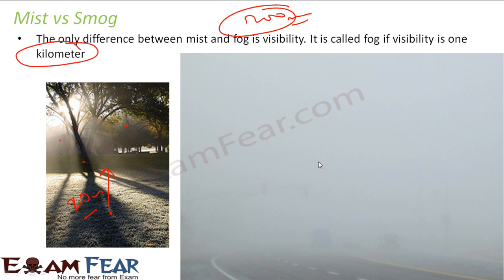If you can't see things, right, almost blank for you, and you feel that you are in the middle of a cloud, then it is fog. That's the only difference between fog and mist, all about the intensity actually.